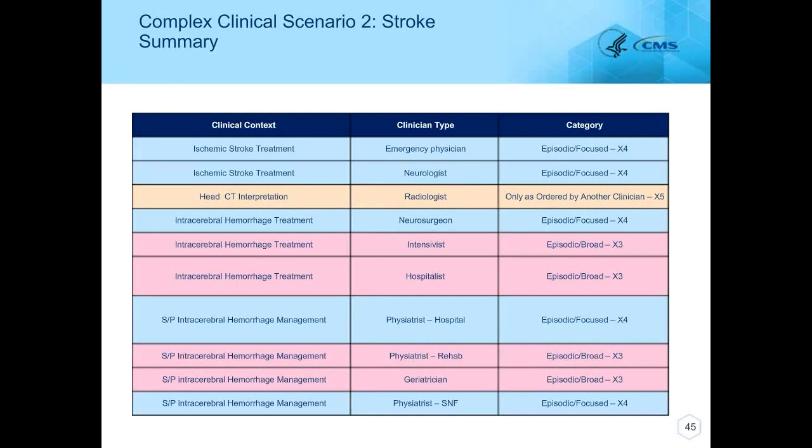And so we've got in this next slide a summary, again, of the clinical context and all of the patient's course of care. We've got the clinicians that are involved throughout the patient's course of care and the categories that we can assign to each clinician. So at this point, let's pause again to read a few questions that we've received. So I'd like to turn it over to the rest of the team to read a few of those out.